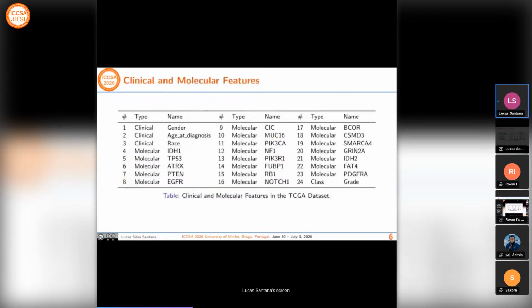These tables also summarize the features available in the TCGA dataset, and as you can see, the dataset contains a small number of clinical features, including gender, age, and race, together with 20 molecular biomarkers related to glioma. These clinical and molecular features are used as input for all the machine learning models evaluated in this study.